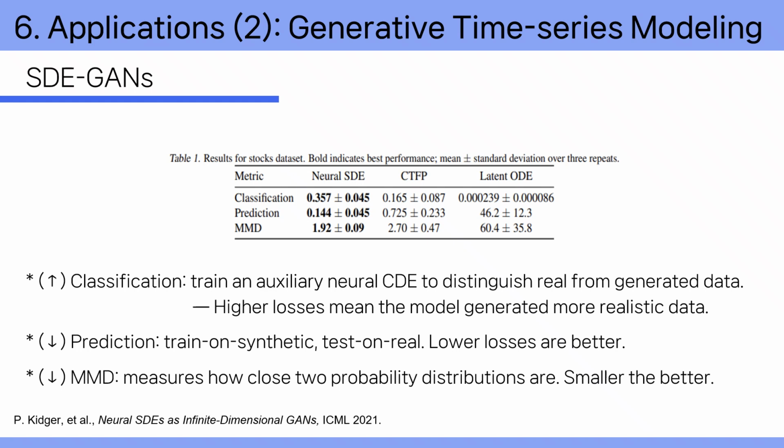So here's an experiment on the largest stock price dataset with about 13.6 million data points, comparing three models: neural SDE, continuous time flow process, and latent ODE, trained as GANs, normalizing flows, and variational autoencoders. Performance is evaluated using three metrics: classification, prediction, and maximum mean discrepancy. As shown in Table 1, neural SDEs outperform both other models across all metrics. The latent ODE fails completely mainly because it can't capture the stochastic nature of stock price dynamics, showing the clear advantage of neural SDEs for modeling real-world stochastic systems.